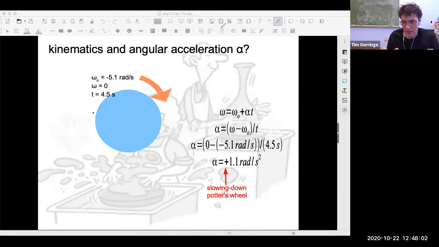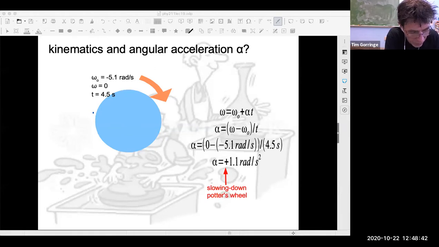The kinematics part was, I needed the angular acceleration of the potter's wheel. Because that angular acceleration is related to the torques, and those torques are related to the forces, and that's how I'm going to get at the frictional force and the coefficient of friction. So first, I actually had to do kinematics to get the angular acceleration. Then in the next slide, we'll go on and find out the coefficient of friction by analyzing the forces and torques.